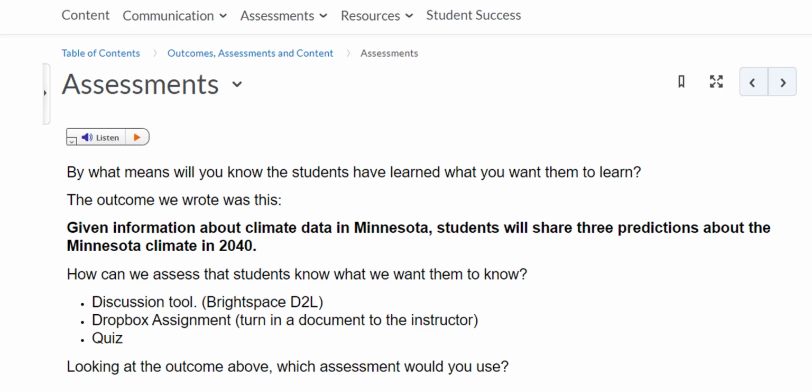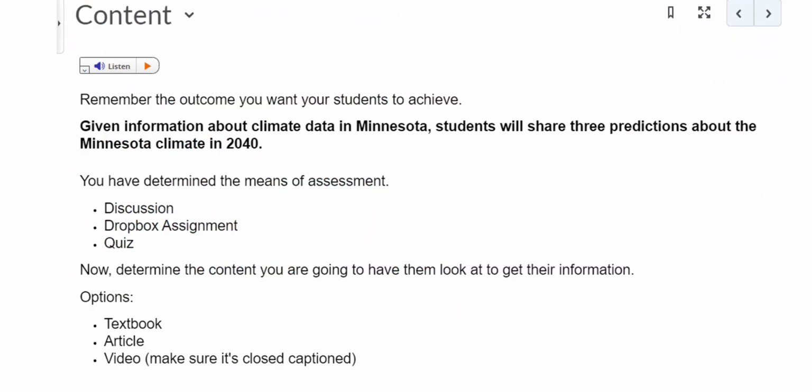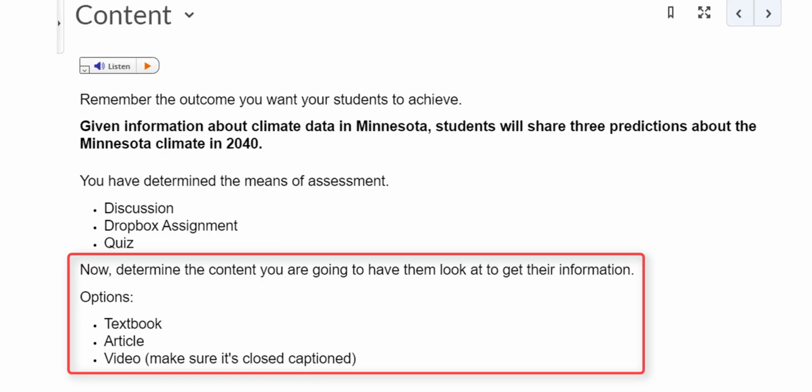For each week, you should review each of your outcomes and determine the means of assessment that you will use so that students can prove they met the outcomes you want them to meet. Once you have the outcomes written and you have decided on the means of assessment, you should determine the content you want your students to look at that will help them meet the outcomes that you have written.